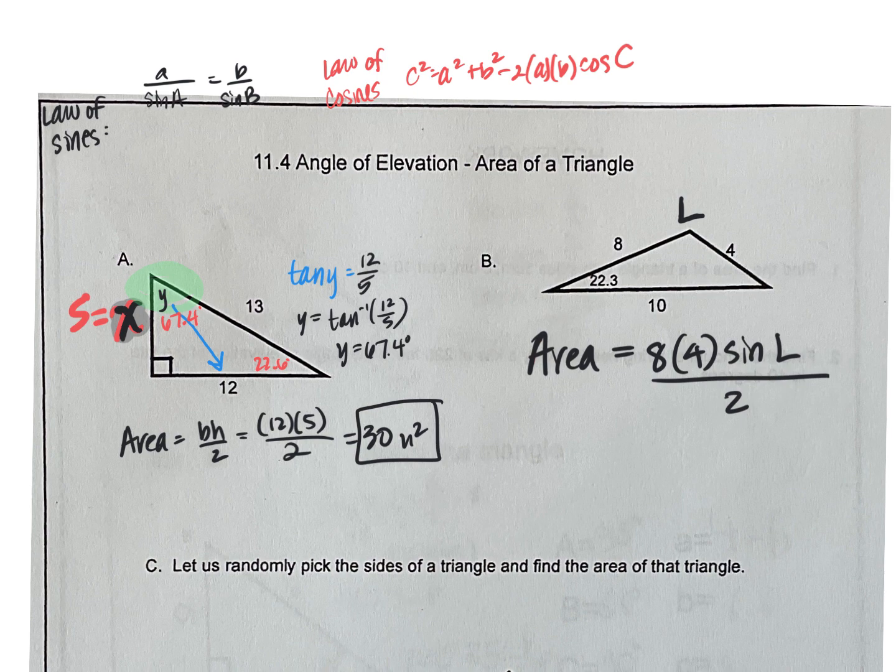Notice what I just did. Oh, wait, why would I do that? This is so silly of me. This is one way to do it. 8 times 4 times the sine of the angle between them. Y'all down with that? Divide that by 2 and you find the area.